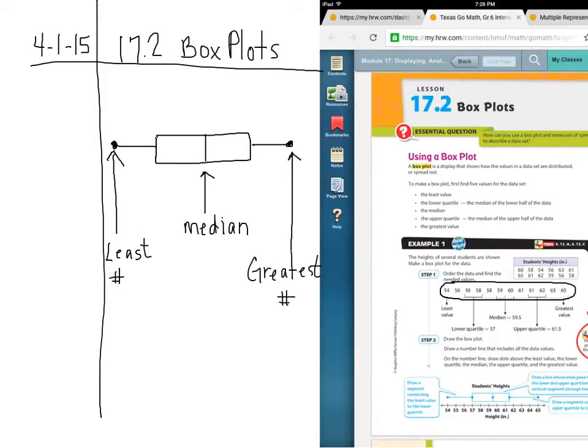This one right here is what we call the lower quartile.